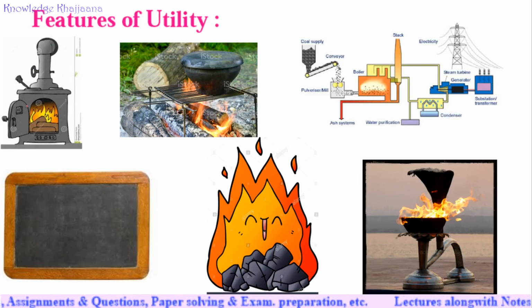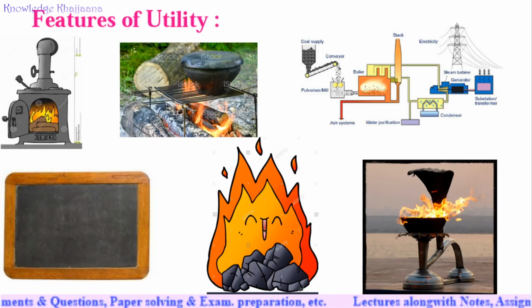See, heat is generated from the coal. Then we can use the coal for cooking food. We can also use the coal for generating electricity. We can use the coal for spiritual or holistic purposes. It can also be used in ovens, furnaces. It can also be used for slates. So utility is multi-purpose.